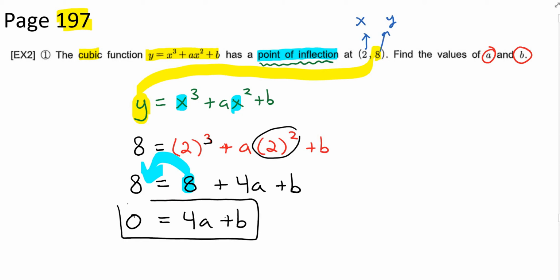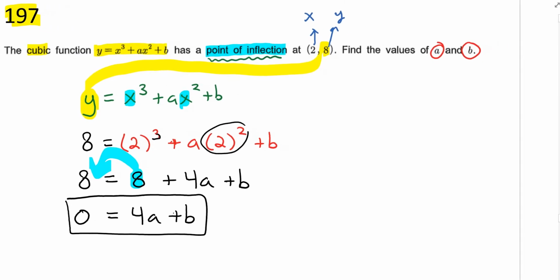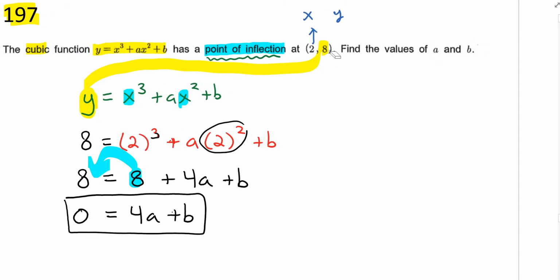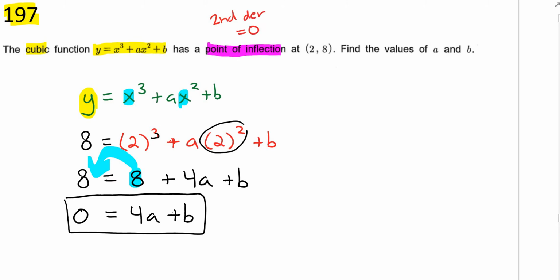So that is one of my equations that I will need for later on in the problem here. Okay, so another thing that you need to recognize is that when you're given a point of inflection here, that means the second derivative is equal to 0. And this x value, which is 2, that 2 is important. That's because that's the x value where the second derivative is equal to 0. That's the definition of the point of inflection.